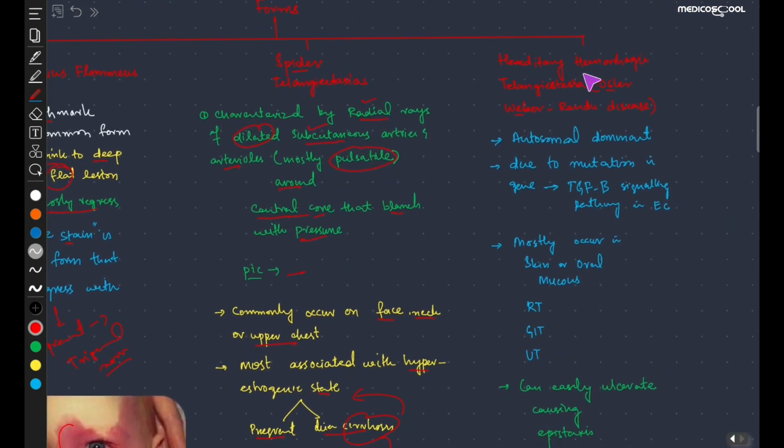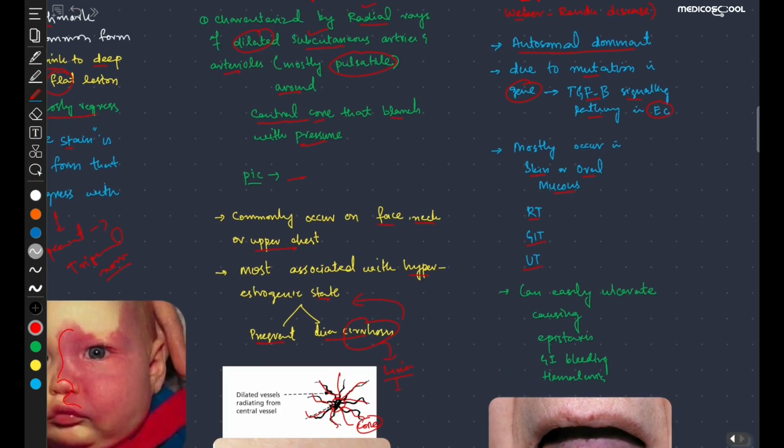The third form is called the hereditary hemorrhagic telangiectasia, or the Osler-Weber-Rendu disease. The first important point is that it is autosomal dominant. It is mainly due to a mutation in the gene of the transforming growth factor beta signaling pathway in the endothelial cells, and it mostly occurs in the skin, the oral mucosa, the respiratory tract, the GI tract, and the urinary tract.